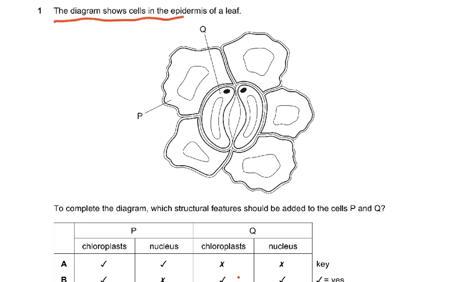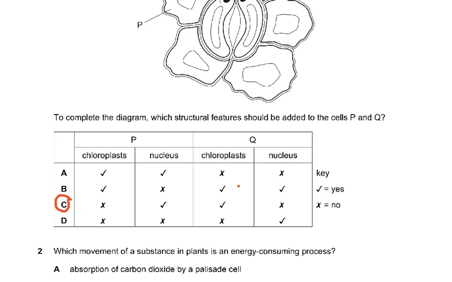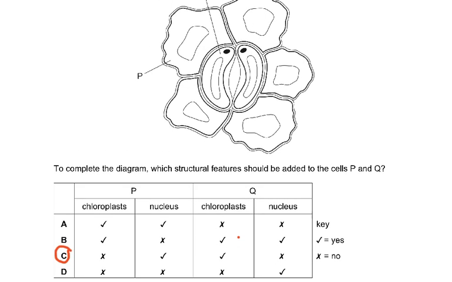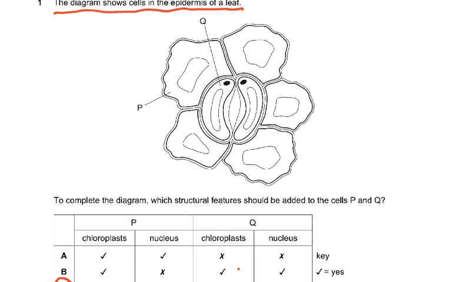The diagram shows cells in the epidermis of a leaf. So how have we got this? We have taken the leaf, and then from the bottom layer or the top layer, we have taken a layer of it. We've peeled off a layer. So the diagram shows cells in the epidermis of a leaf. Now to complete the diagram, which structural features should be added to the cells P and Q? Now cell P is an epidermal cell and cell Q is a guard cell.